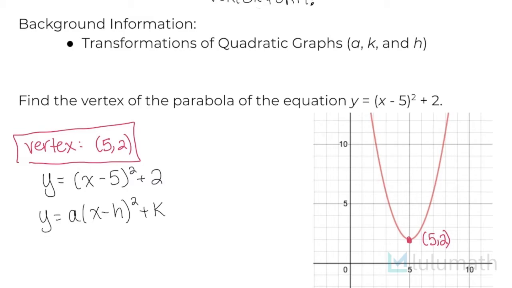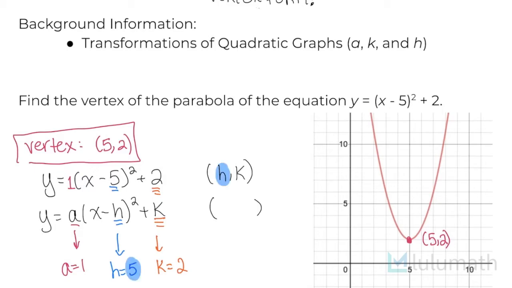So if vertex form is y equals a times x minus h quantity squared plus k, we can see that our a value is the 1 here, so we can say a equals 1. We know that the h value is this 5, so h equals positive 5 because it's x minus 5, and this is x minus h. And then we can see that our k value here is this 2 right here. And since the vertex occurs at h, k, we can say the vertex occurs at 5, 2, which is exactly what happened in our graph right here.